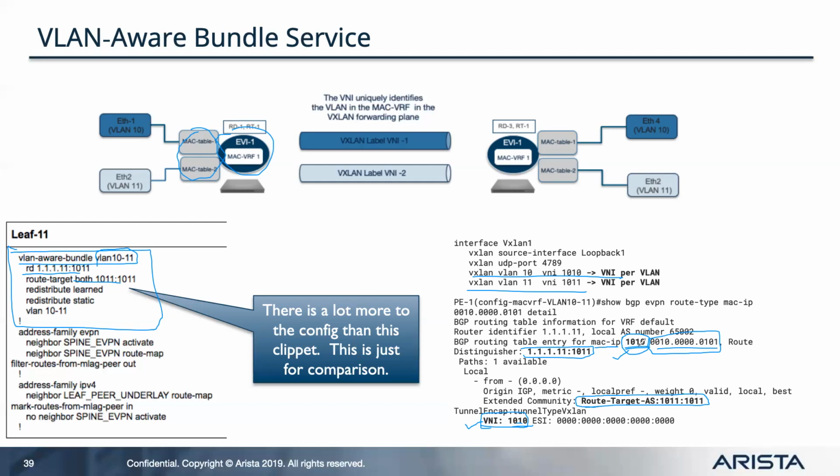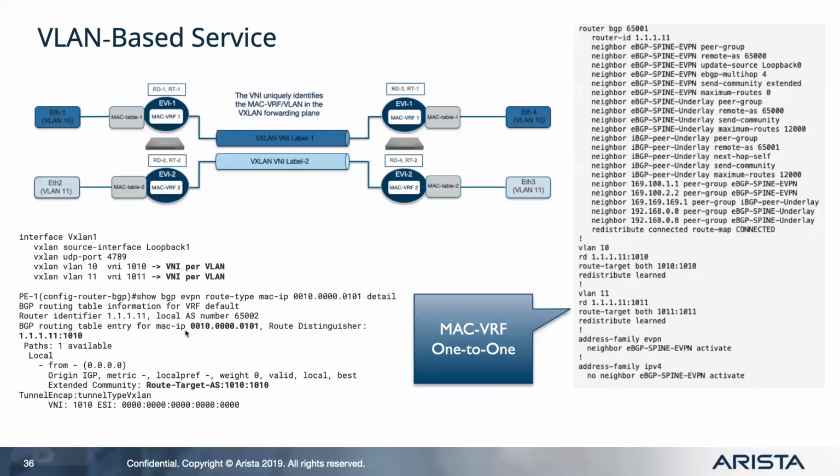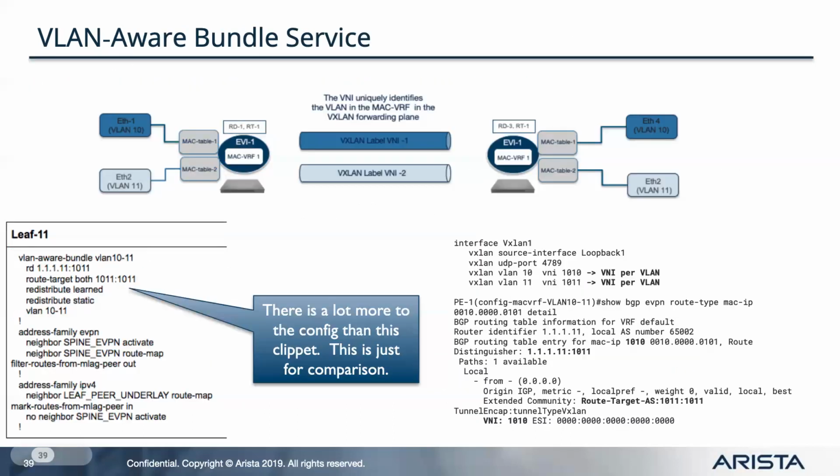Okay. And if you have noticed the previous output, the VLAN base output, this 1010 was not there in that output. See, it was not there, right? So when you use VLAN aware bundle, you also add that VNI here. And also obviously it is here.